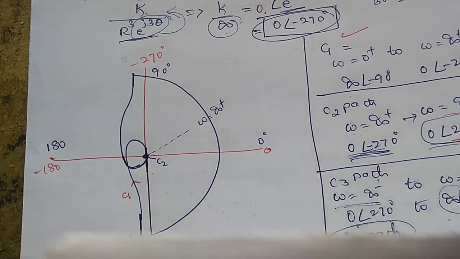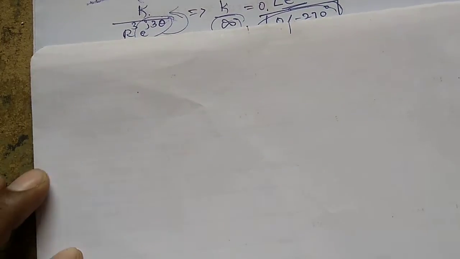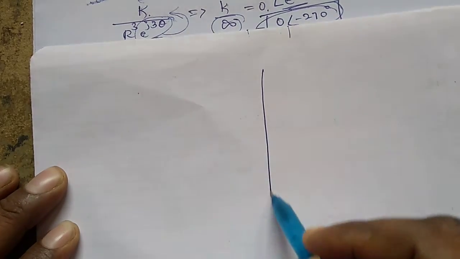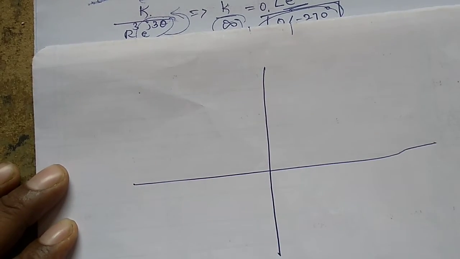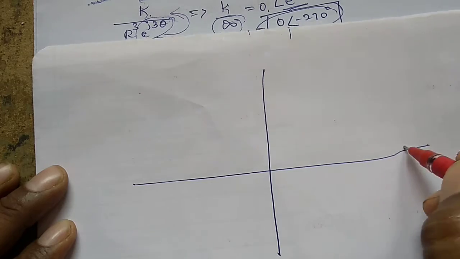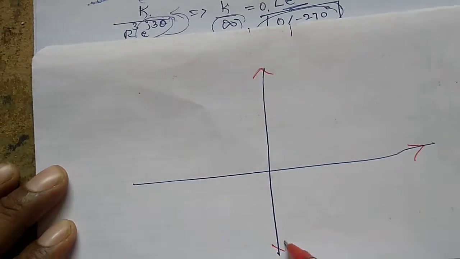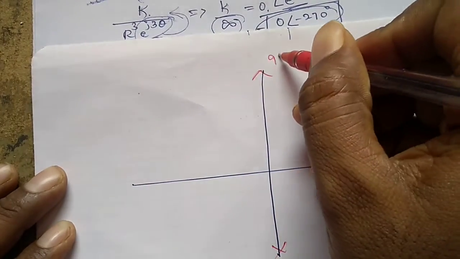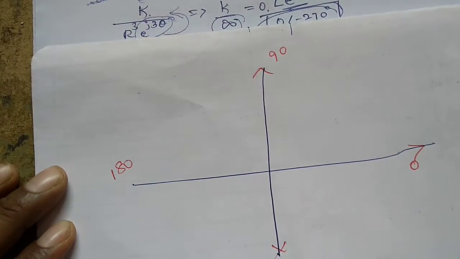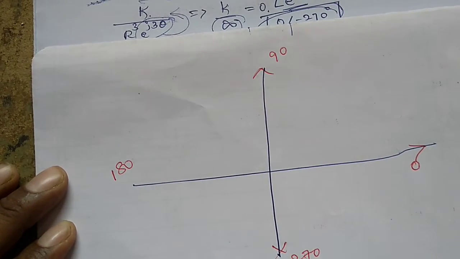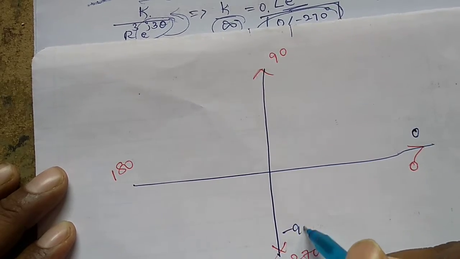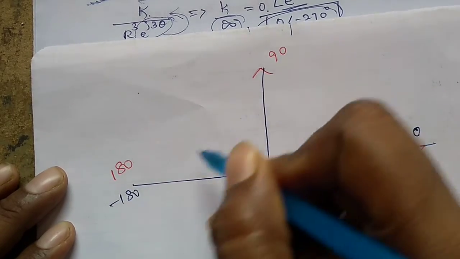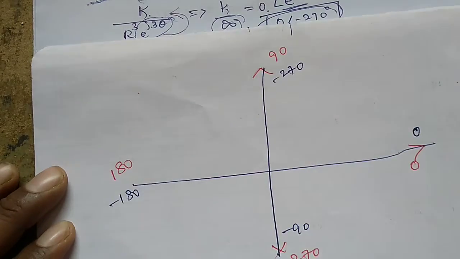How to plot that graph? Just we have to look at here. You have to draw the axis, x axis and y axis. Okay. This is 0 angle. This is plus 90, 180, this is 270. The same for the anti-clockwise direction, 0, this is minus 90, minus 180, minus 270.